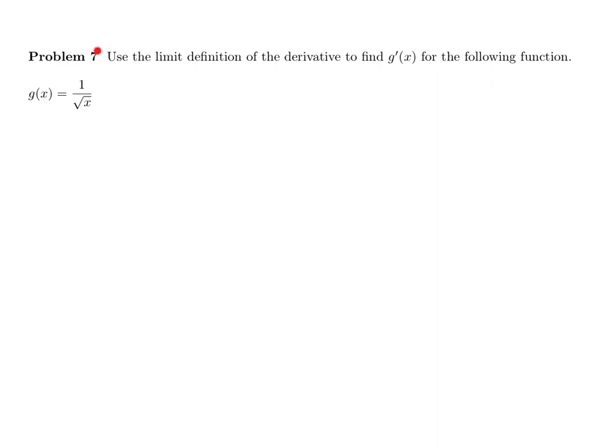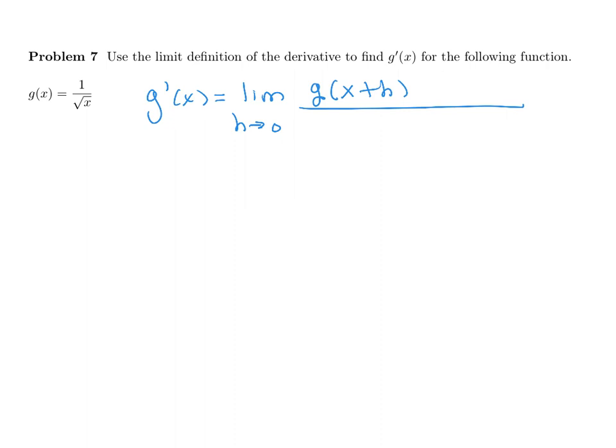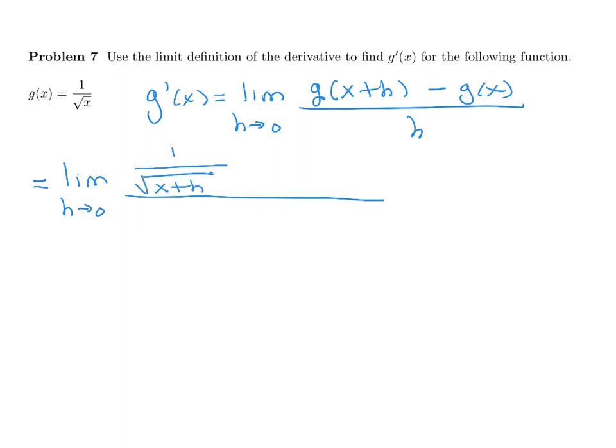In problem 7, we're asked to find the derivative of the function g using the limit definition. So I think this will be a tricky computation, but let's try it out. G prime of x is equal to the limit as h goes to 0. Here I'm using g's instead of f, but this is g of x plus h minus g of x all over h. If we set this up, this is the limit as h goes to 0 of g of x plus h is 1 divided by the square root of x plus h. And then we're subtracting the function itself, which is the square root of x, and this is all over h.